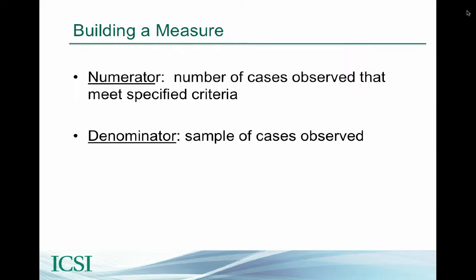So an example, we can use patients that have a diagnosis of asthma. That is sample of cases observed, or your eligible population. Your denominator is everyone who has asthma. And your numerator, or your top or north number, is the number of cases observed that meet specified criteria. So your criteria may be those patients that have an asthma control test done, or maybe those that have an asthma action plan documented. So it would be the number of ACTs, or asthma control tests, over all patients with asthma as your denominator.